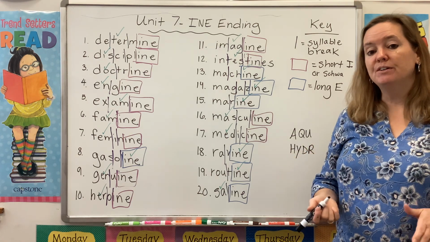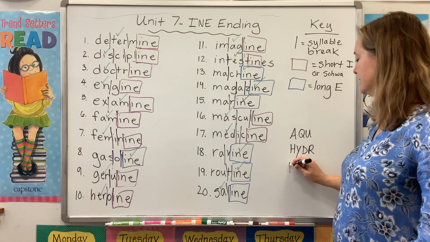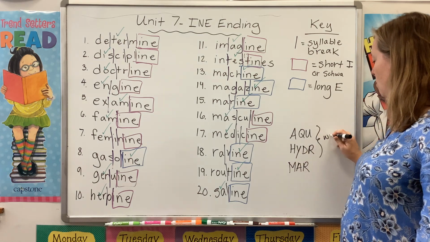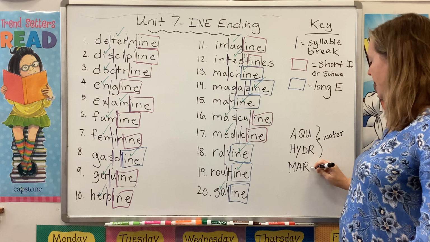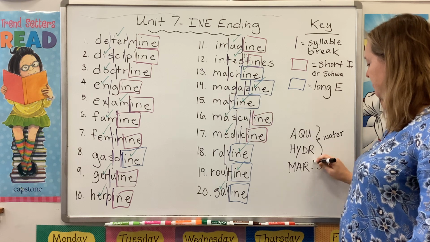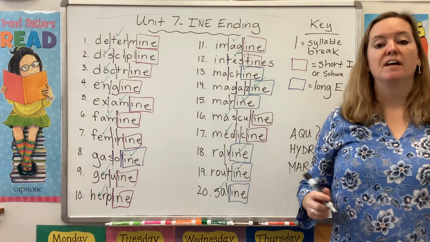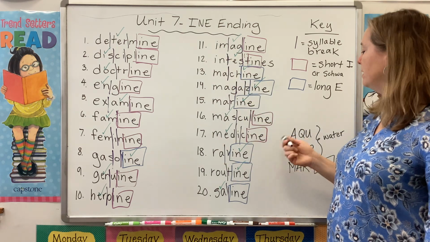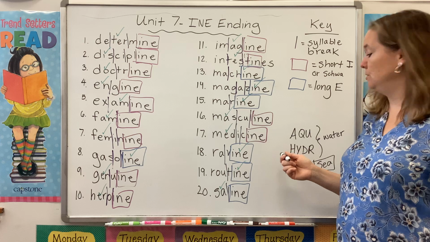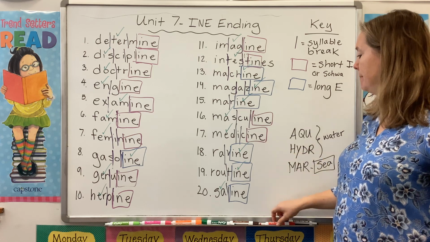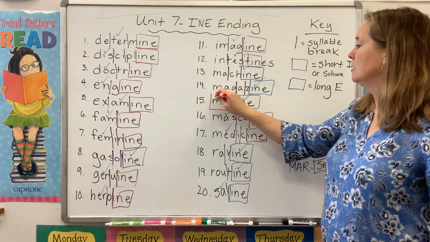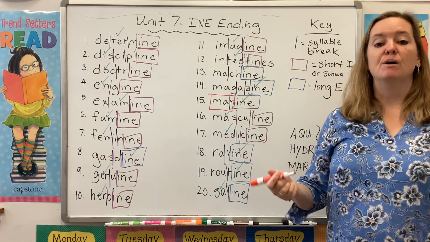And then the third root you're going to learn about this week is MAR. So these have to do with water, but MAR specifically has to do with the sea. Now, if you look through your list this week, we don't have any words with AQU or HYDR, but right here we have MAR. Marine, right?